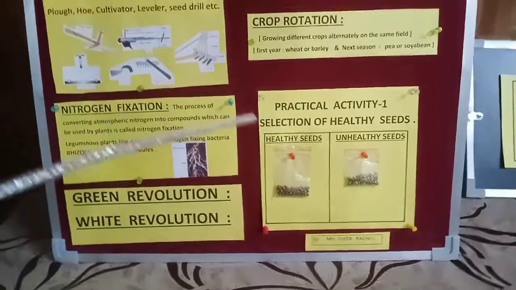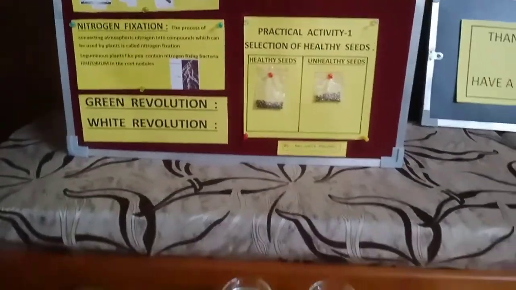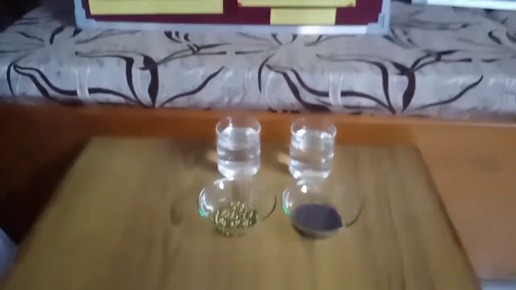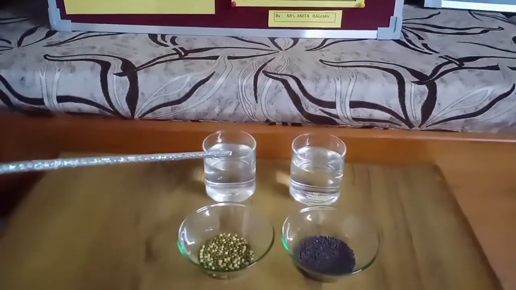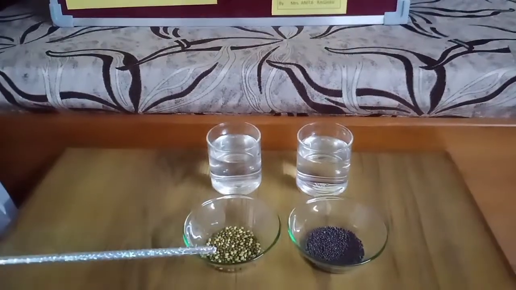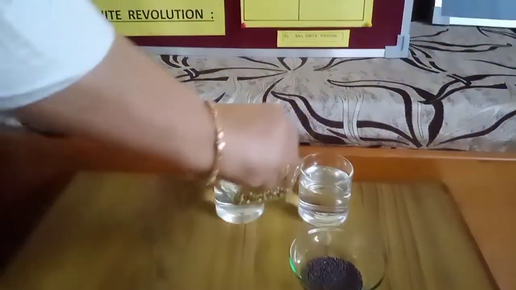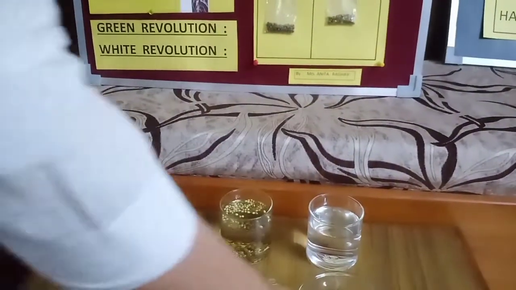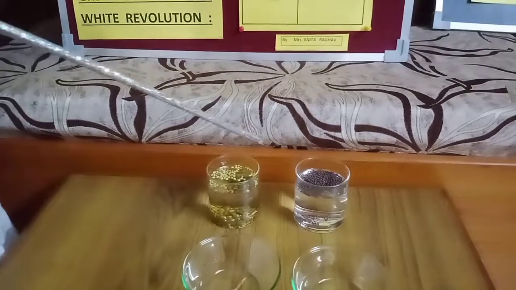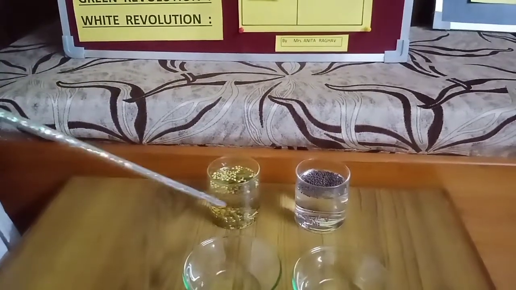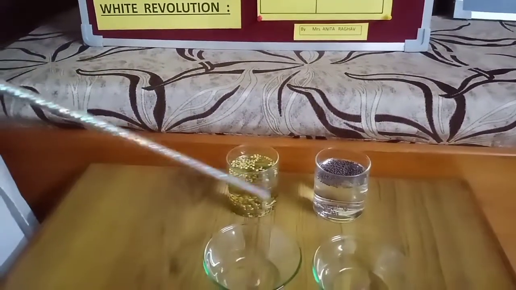Now let's do something interesting. Look, I have two beakers containing water. Now I am putting some seeds in both the beakers. Leave them untouched for some time and then observe. Let's observe. Few seeds are floating on the surface while others settle at the bottom.